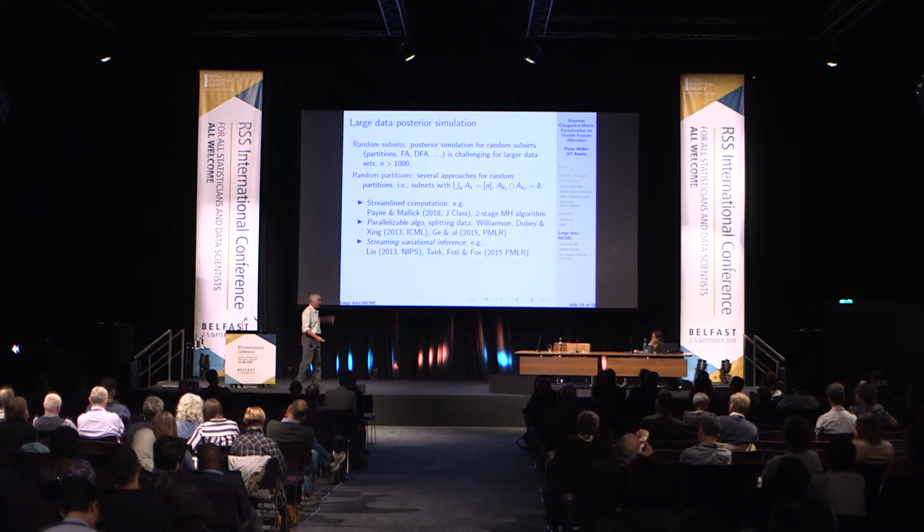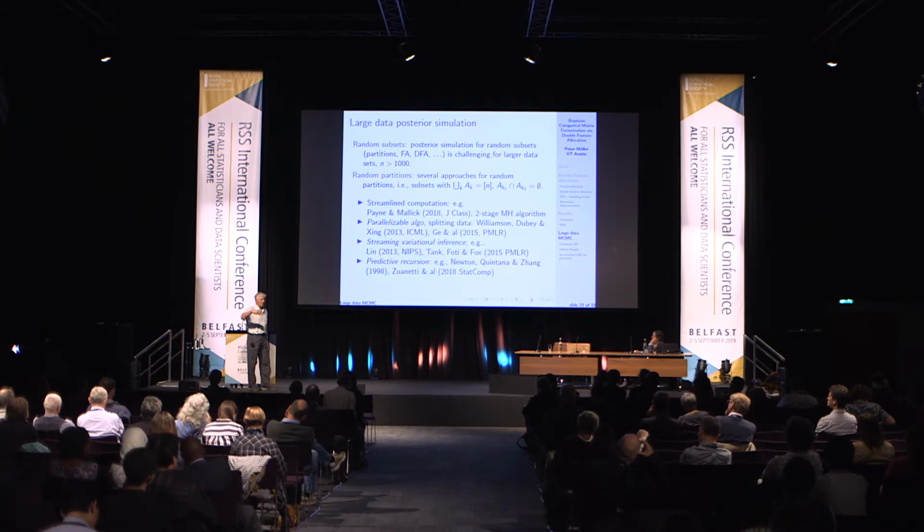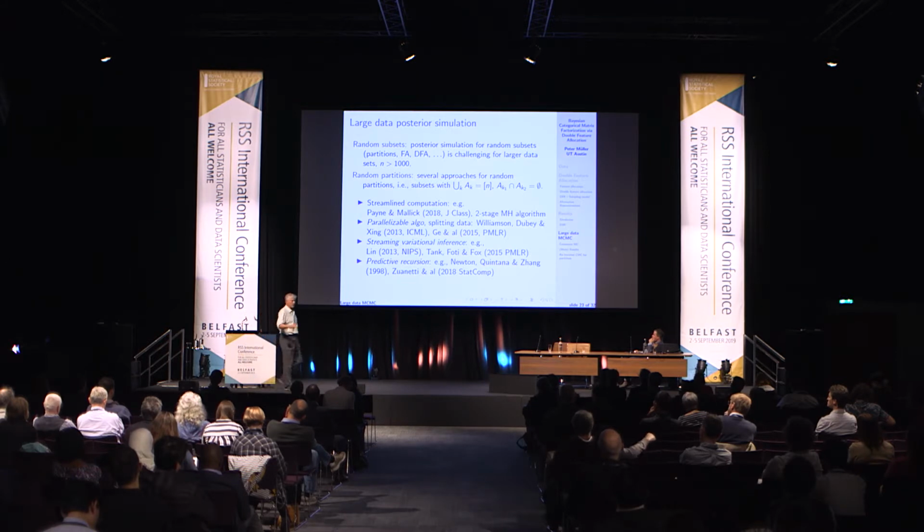There is all kinds of variational inference. And then there's streaming variational inference, which is variational inference that you can update as more and more data becomes available. There is a literature on predictive recursions going back to 1998. If you're familiar with Dirichlet process mixtures, there's an approximate one-step predictive rule that you could use to continuously update your inference. It's not exact, but it's a decent approximation.